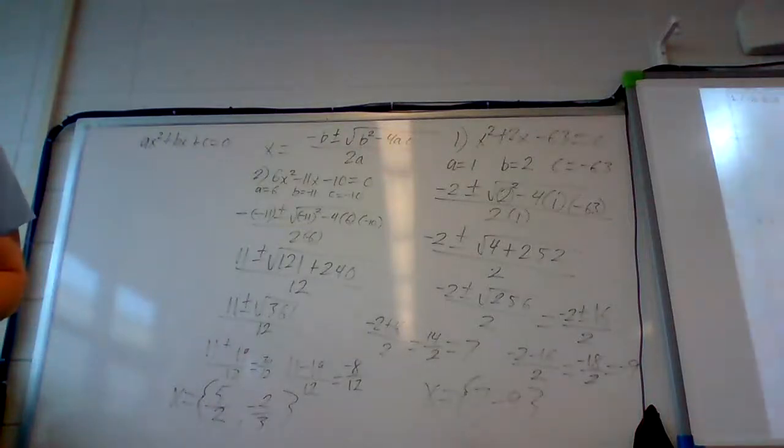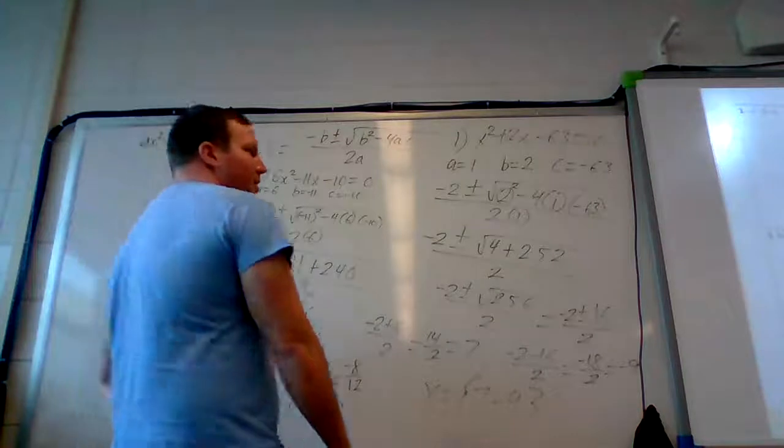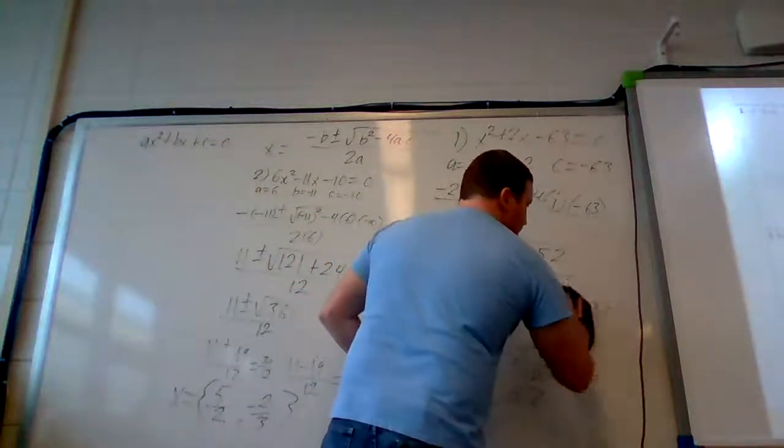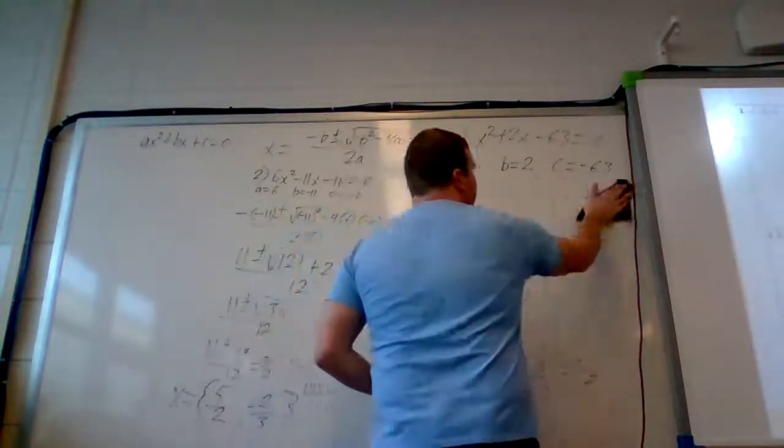Now, what happens if we're missing a value? We're going to make it equal to 0. All right, so if we look at something like number 5, I'm trying to still copy it now.